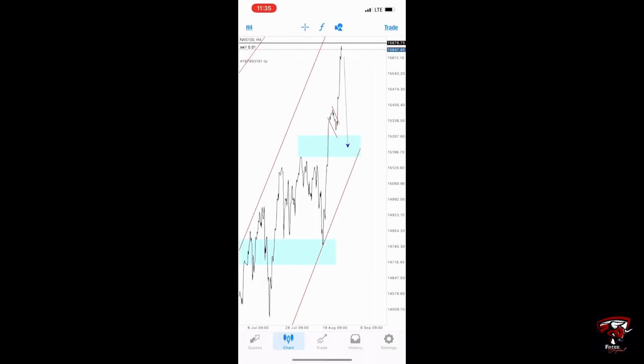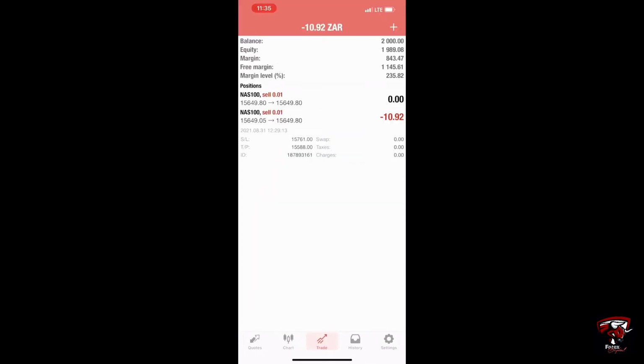As you can see, we are in a beautiful bullish trend. So that's all we have for now, guys. The time is currently 11:30. Let's step away.